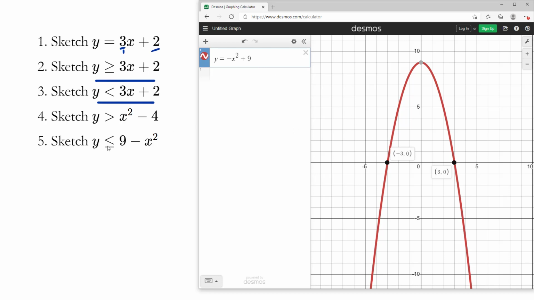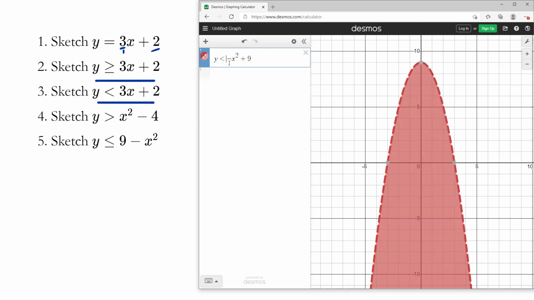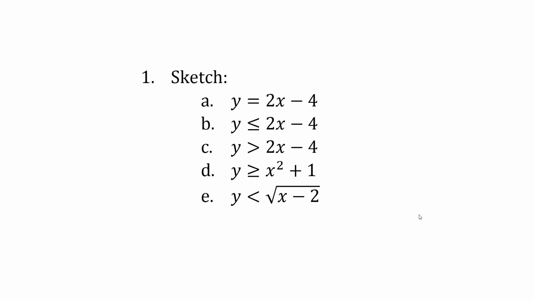But the question is saying, can you sketch y is less than or equals to 9 minus x squared? So what's below this region, including the endpoint? Could you imagine this is the answer? Now it's your turn.